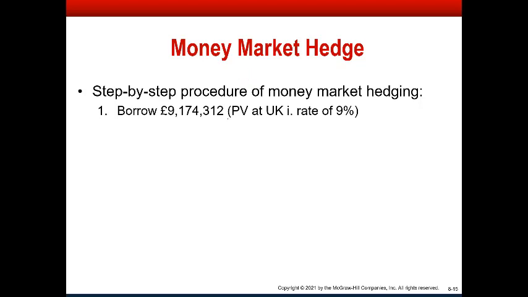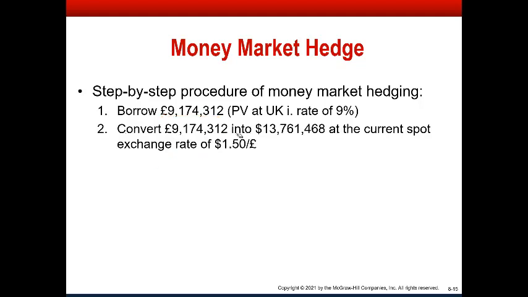They're going to borrow roughly 9.2 million pounds. Now, how did we get to here? Well, we said, what's the present value of the 10 million pounds that they're due to receive from British Airways, discounted at 1 plus the UK interest rate to the end of time period 1? So we just took the present value of 10 million pounds at 9% interest for 1 year. Plug that in your calculator, that's what you'll get.